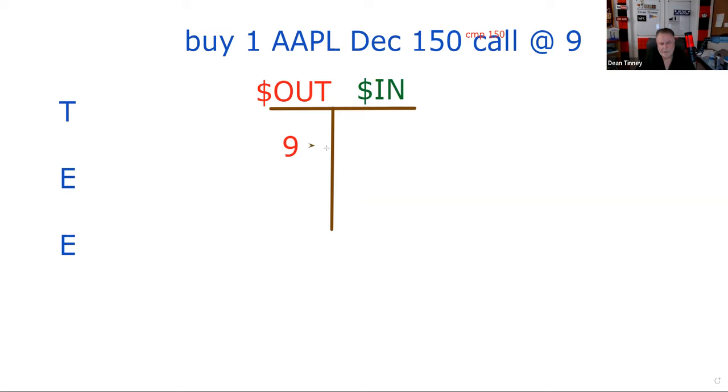The other reason I like the T is because it makes it a little more transparent about the offset. The offset would be a closing sale, right? So we buy one Apple December 150 call at nine when Apple's 150. Several weeks later, you close out at intrinsic value when Apple's 168. So your customer buys one Apple December 150 call at nine when Apple's 150. Several weeks later with Apple at 168, your customer closes out at intrinsic value. Now, in the real world, there'd be time value too, but that's phraseology they like to use on the test.